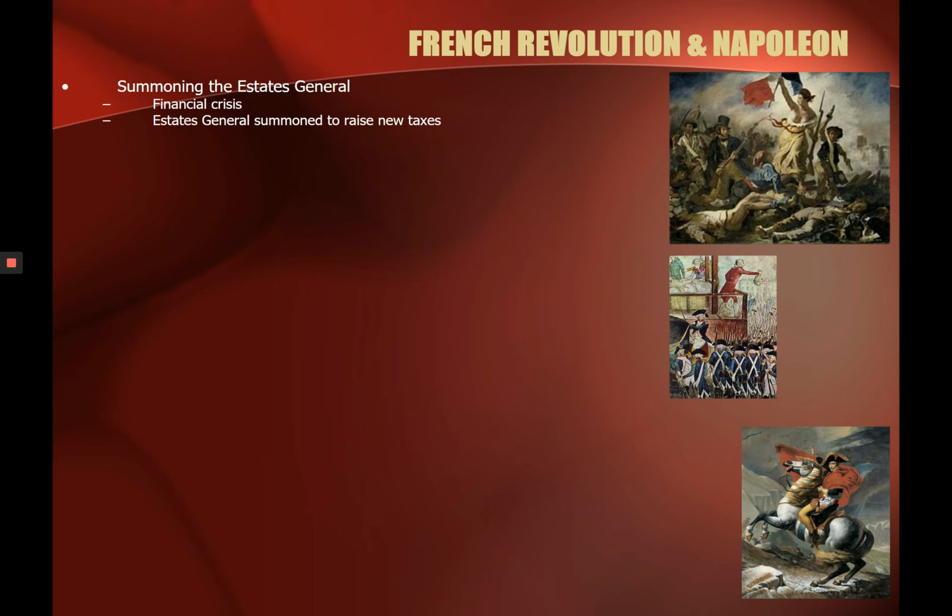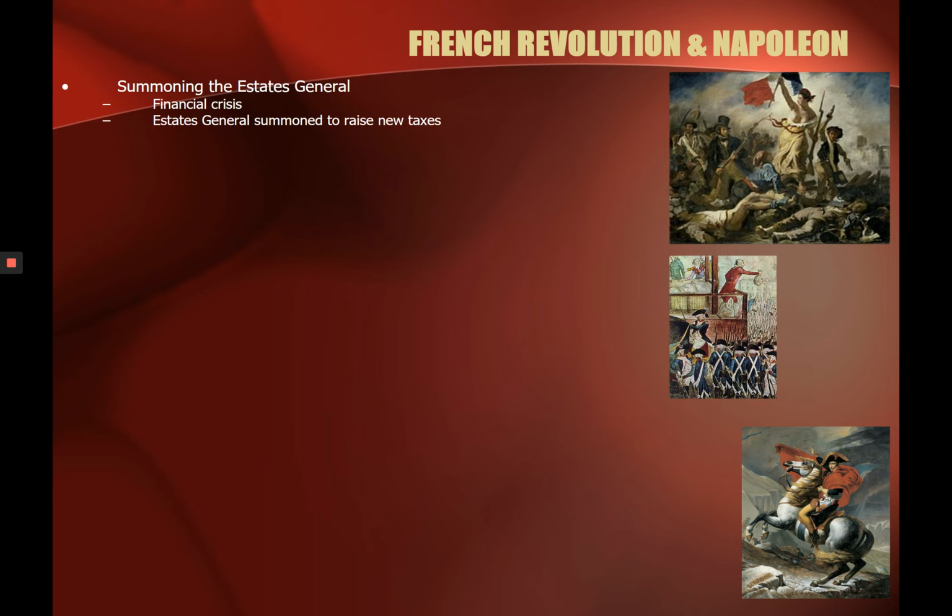And so, unable to deal with this growing financial issue, King Louis XVI decides to summon a meeting of the Estates General. Now, the Estates General is an old assembly. It hadn't been used in about 150 years in France, but it was a meeting where each of the three estates got to send representatives, and the idea was that they could meet to help solve this financial crisis and ultimately create a new tax system to handle the growing debt in France.